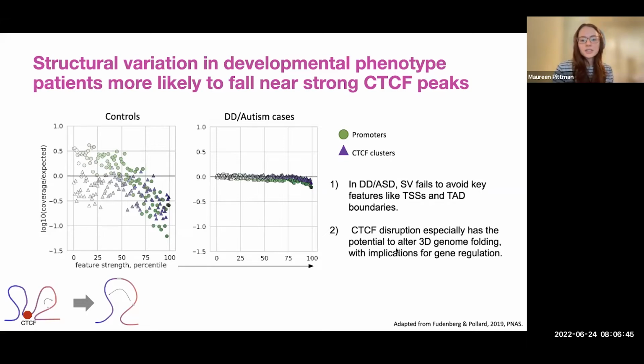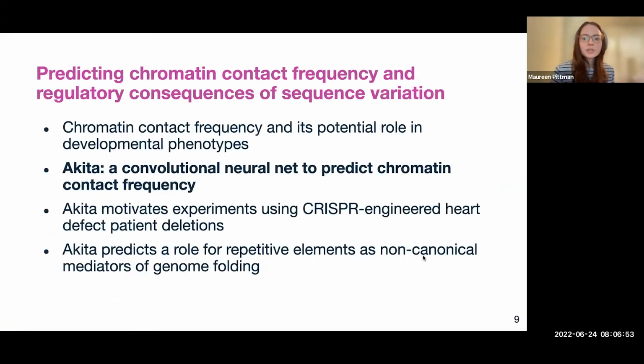And so, given all these facts together, we're interested in the implications of 3D genome disruption for developmental disorders. And so the ideal scenario would be that we could take any patient structural variant, put everything in a stem cell line or a mouse line and observe what gene regulatory changes occur as a result of that variant. But that's obviously prohibitive cost and time-wise.